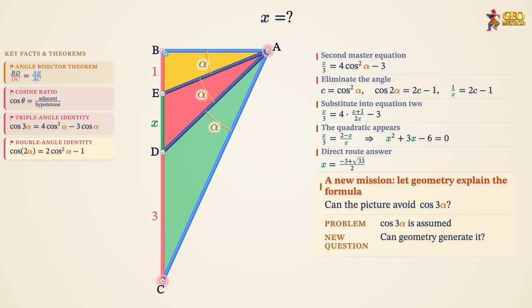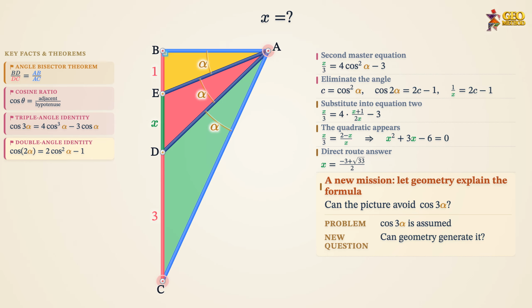The direct route works, but it imports a serious formula. Let us change the mission. We will solve the problem using only geometry, and then ask something stronger. Can the diagram itself explain where the triple angle formula comes from?